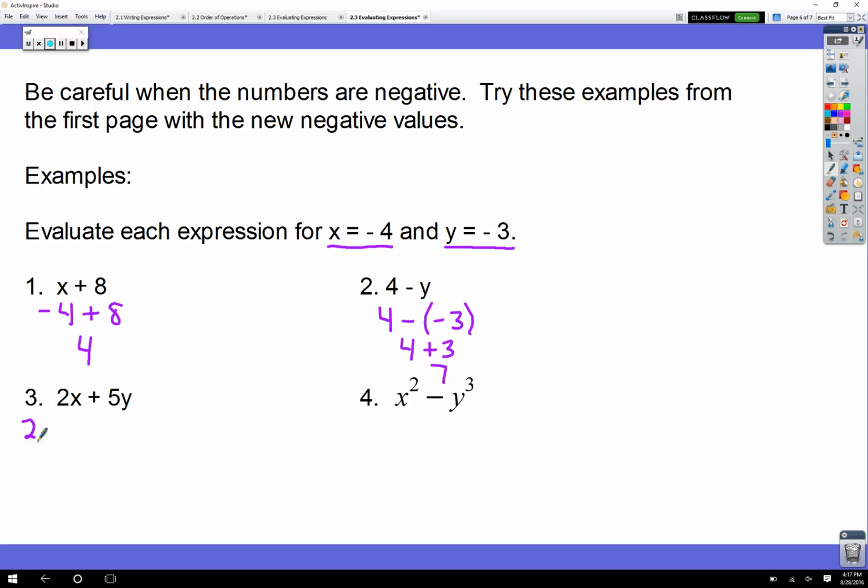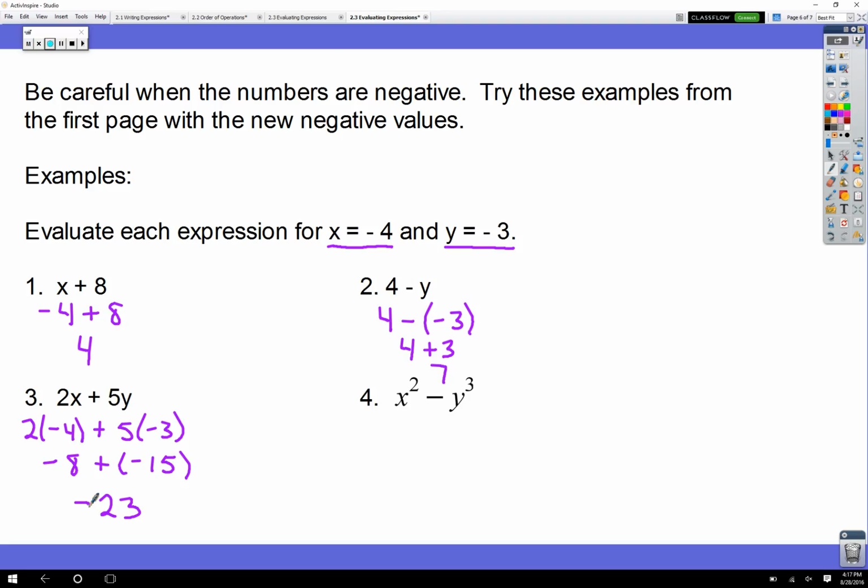Okay, number 3, we have 2 times negative 4 plus 5 times y. Y is negative 3. So we have negative 8 plus negative 15. Signs are the same, so we're going to add the numbers and keep the sign. 15 plus 8 is 23, but it's going to be negative.